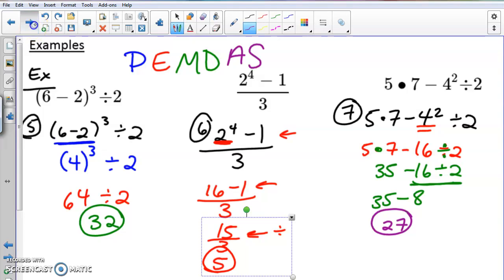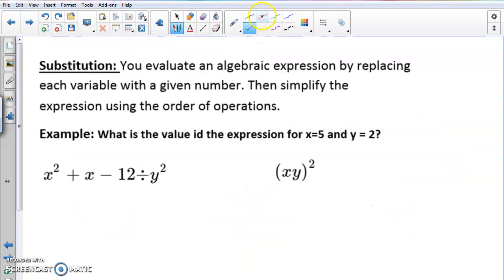Now the last part we're going to look at today is substitution. So everybody make sure you write this out with me. Substitution says you evaluate an algebraic expression by replacing each variable with a given number. So the key word there is we're going to replace. Then simplify the expression using the order of operations. I have a typo here because it says, what is the value, and it should be, of the expression for x equals 5 and y equals 2.